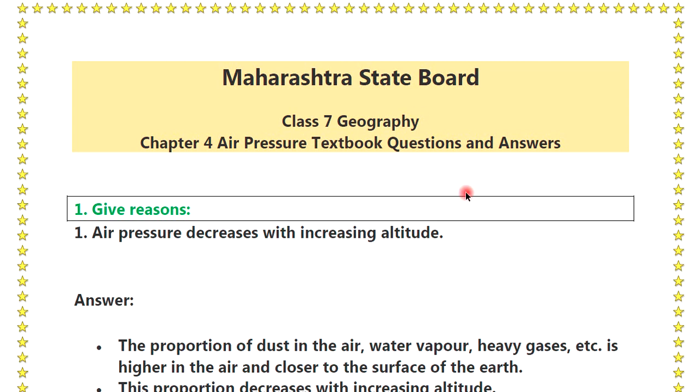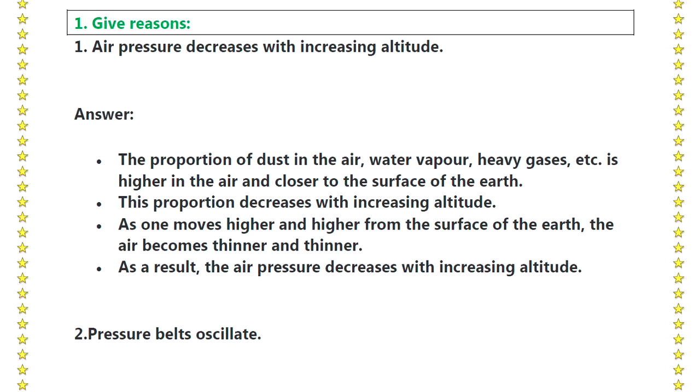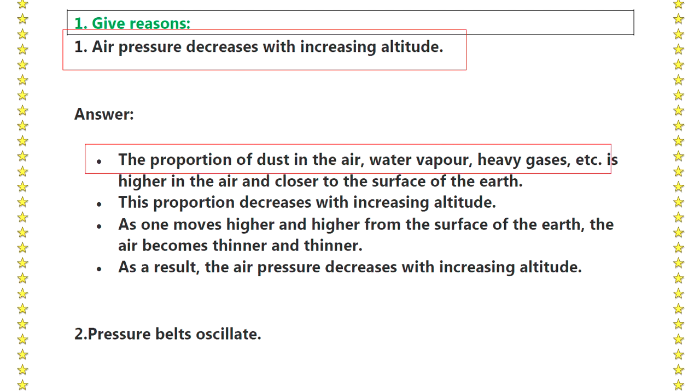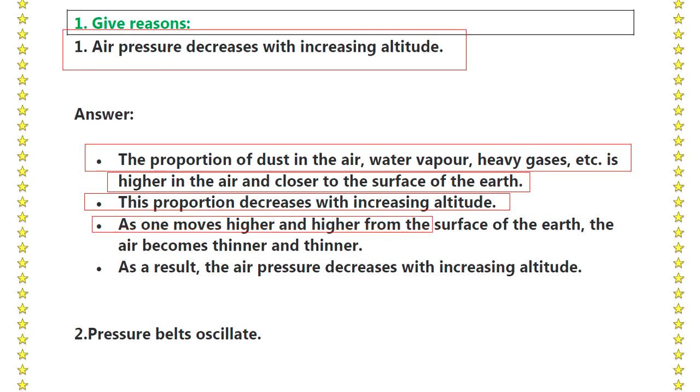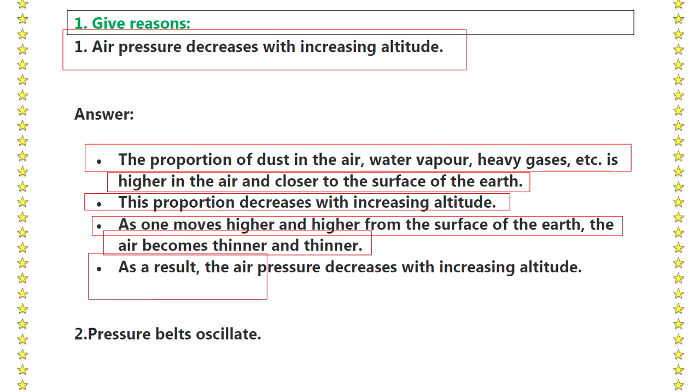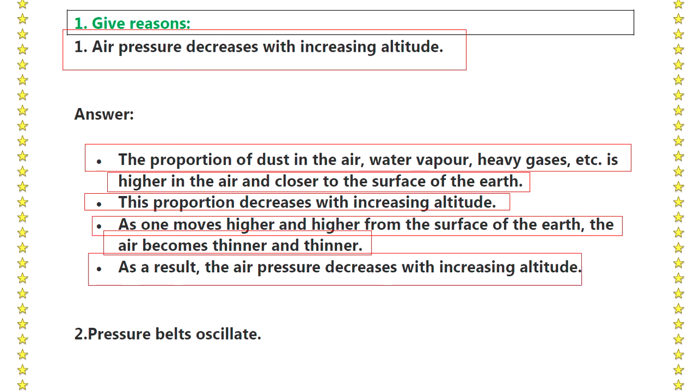Question 1: Give reasons. First, air pressure decreases with increasing altitude. Answer: the proportion of dust in air, water vapor, heavy gases etc. is higher in the air closer to the surface of the earth. This proportion decreases with increasing altitude. As one moves higher and higher from the surface of the earth, the air becomes thinner and thinner. As a result, the air pressure decreases with increasing altitude.